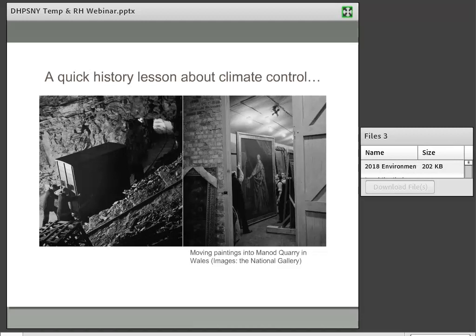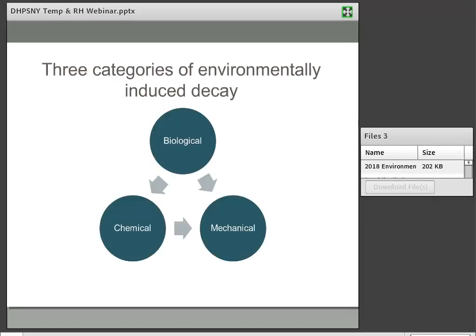And a great deal of this knowledge was gained from examining the paintings before, during, and after they were in the mines. So if you're interested in this more, there are some really great articles, and I think at least one documentary on this. And also the National Gallery is a great place to visit in London. Okay, so we are moving on from story time.